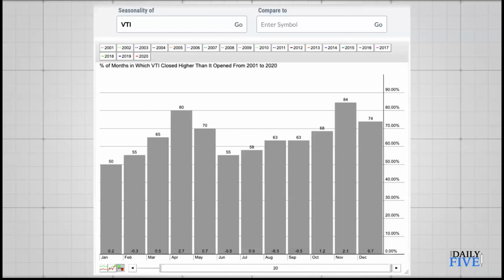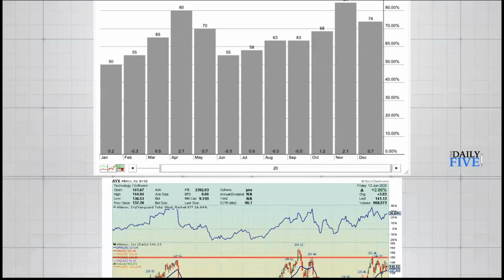So definitely one to check out. It's a great chart and a great resource for not just ETFs, not just indexes, but also individual stocks as well. If you're watching a stock, you want to see what the seasonal price patterns have done. Seasonality on StockCharts is a great resource to do that. So VTI seasonality, something that I am watching closely.